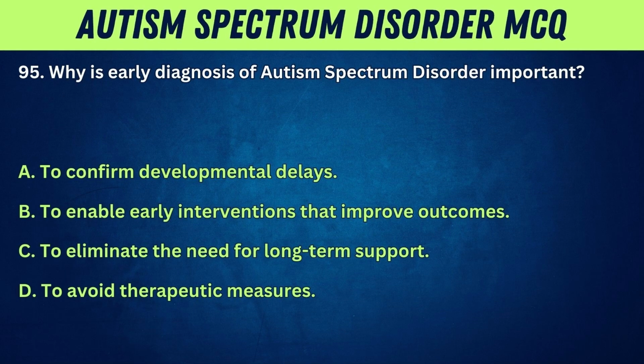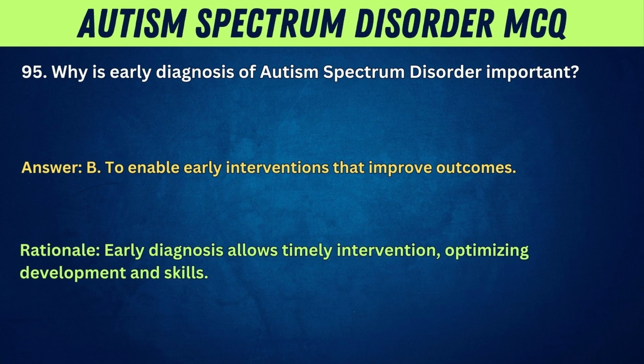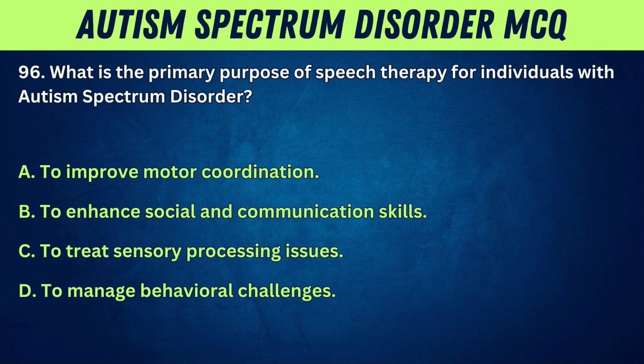95. Why is early diagnosis of autism spectrum disorder important? A. To confirm developmental delays. B. To enable early interventions that improve outcomes. C. To eliminate the need for long-term support. D. To avoid therapeutic measures. Answer: B. To enable early interventions that improve outcomes. Rationale: early diagnosis allows timely intervention, optimizing development and skills. 96. What is the primary purpose of speech therapy for individuals with autism spectrum disorder?